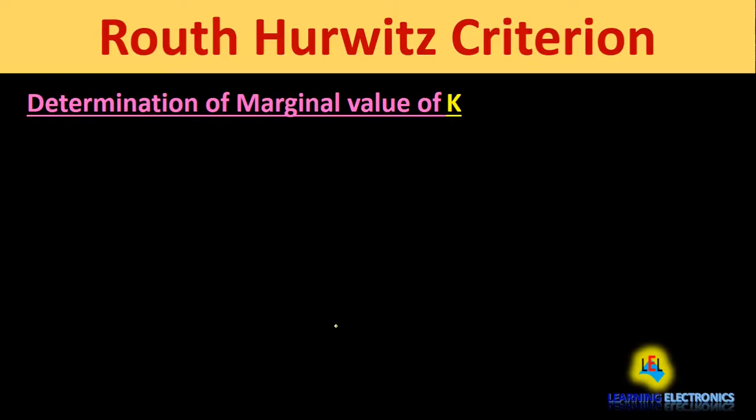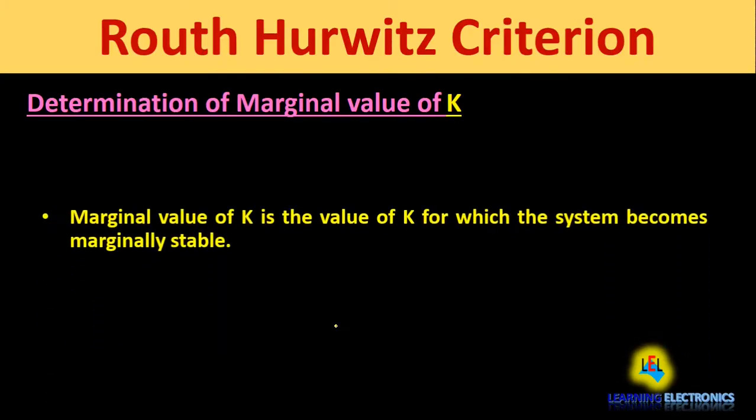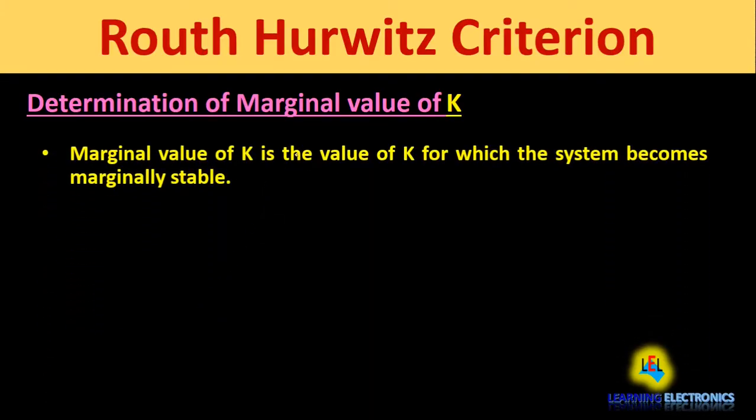First one is determination of marginal value of K. I have already explained the marginal stability of the control system in the previous classes. So if you want to see that video, I will provide the link in the description box below, or you can go to the channel playlist. I have already taught you that marginal stability comes in between instability and stability of the system. Therefore, marginal value of K is the value of K for which the system becomes marginally stable.